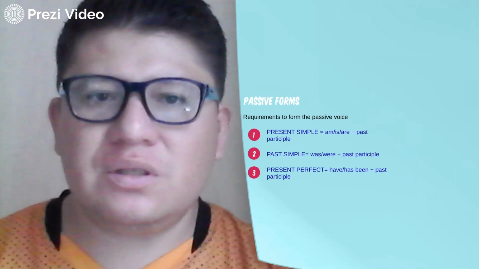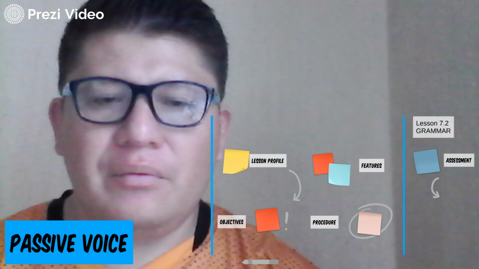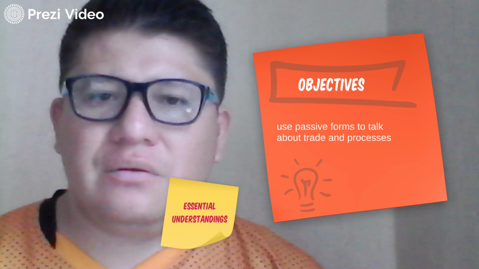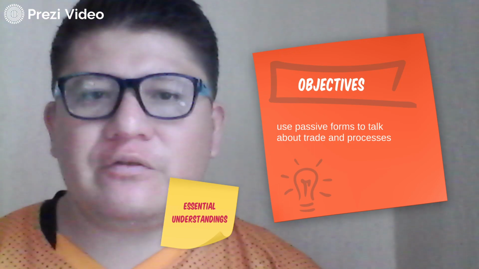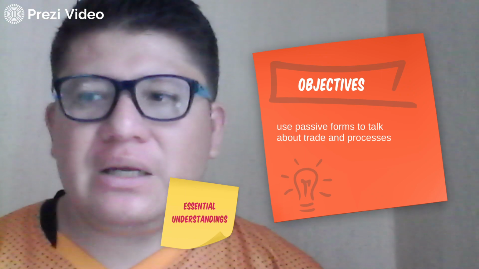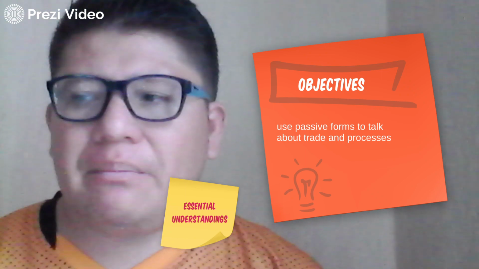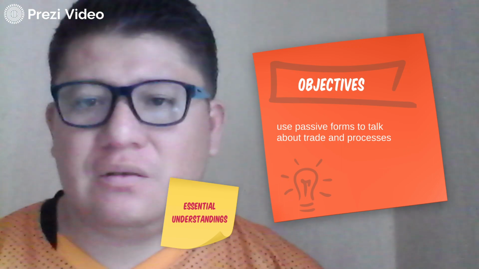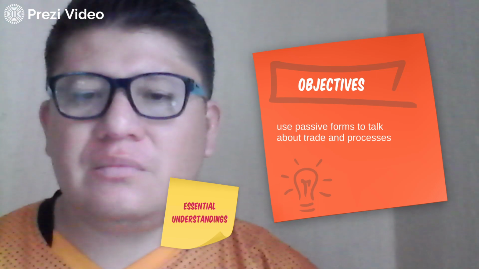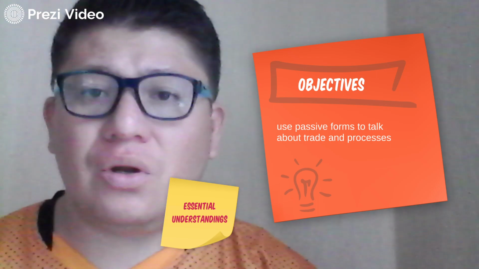Okay, we are going to continue with the objectives. In this lesson we are going to use the passive voice to talk about trade and processes, but in general we can use the passive voice to speak about past things. Okay, there are some essential understandings that we need to know.